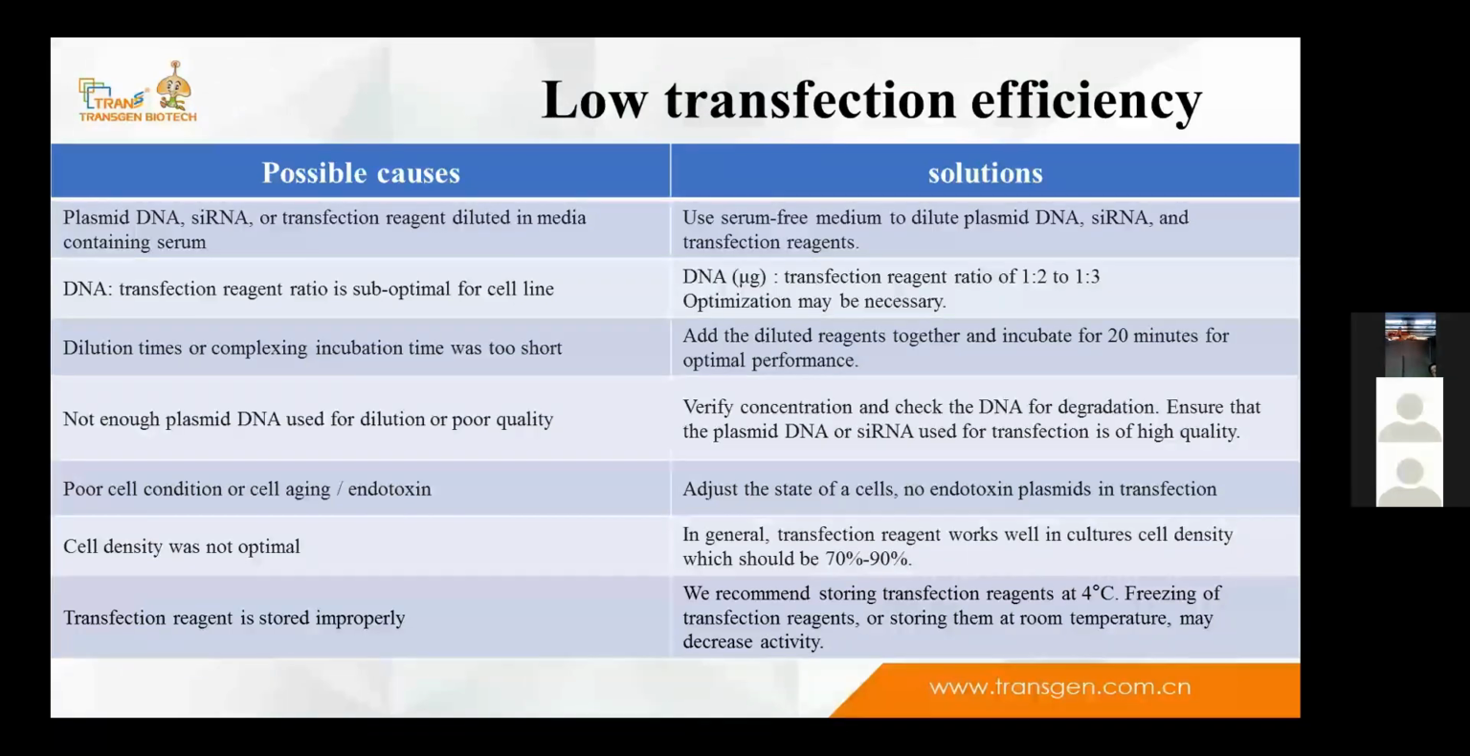And then maybe the cell condition is not so good, or cell aging or endotoxin is also present in the system. So we have to adjust the status of the cells. We have to make sure there's no endotoxin in the plasmid in the transfection system. And then the next one is that the cell density was not optimal. So we have to make sure the cell density in the transfection system is 70 to 90%.